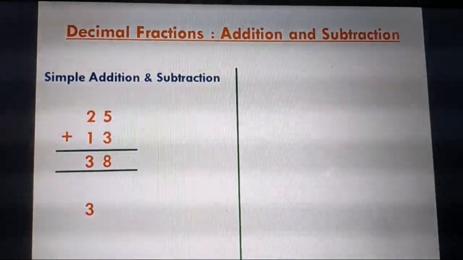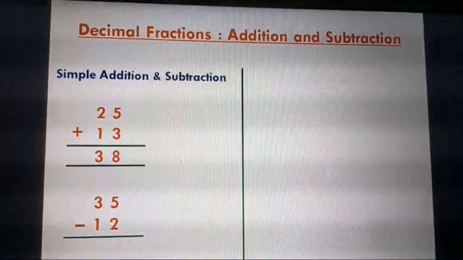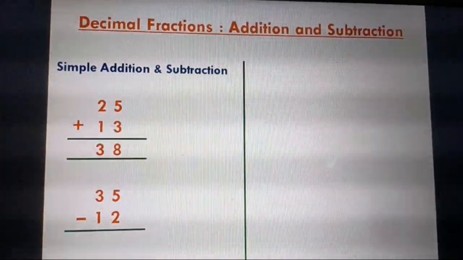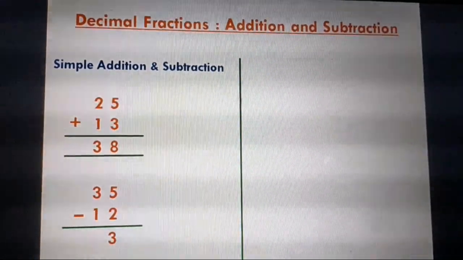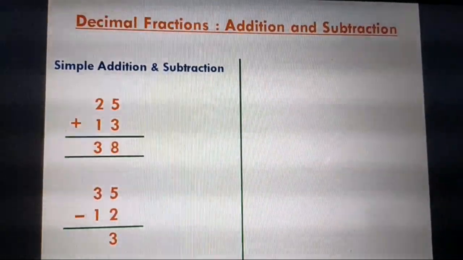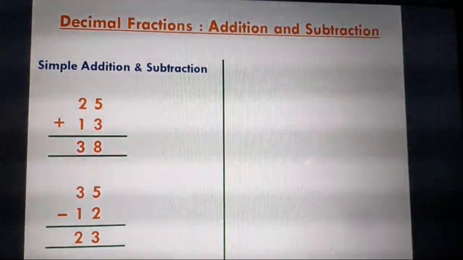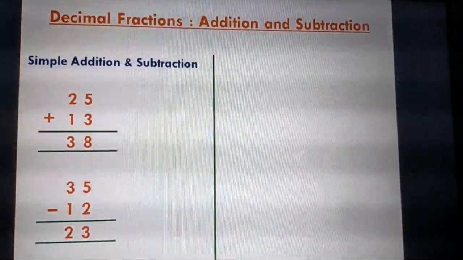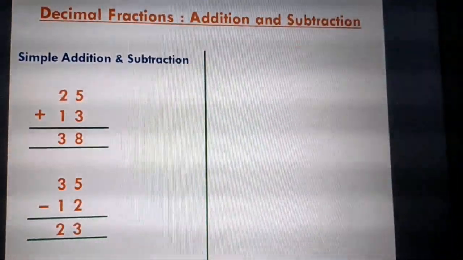Now how to do subtraction? See, suppose we want to subtract 12 from 35. Then what will we do? 5 minus 2 is 3 and 3 minus 1 equals 2. Right? Now we will learn how to do addition and subtraction of decimal numbers.